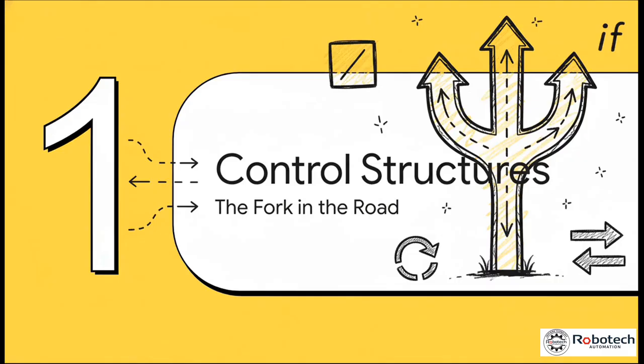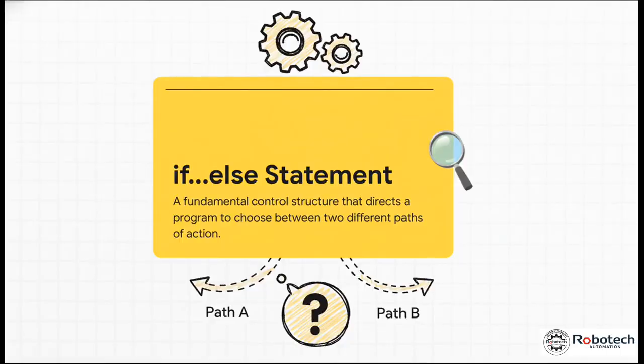Now, in the world of programming, we've got a fancy name for these decision-making tools. We call them control structures. And that's exactly what they do. They control the flow, the direction of our code. The best way to think about them is like a fork in the road for your program's logic. And the most famous, the most fundamental control structure of them all is the if-else statement.